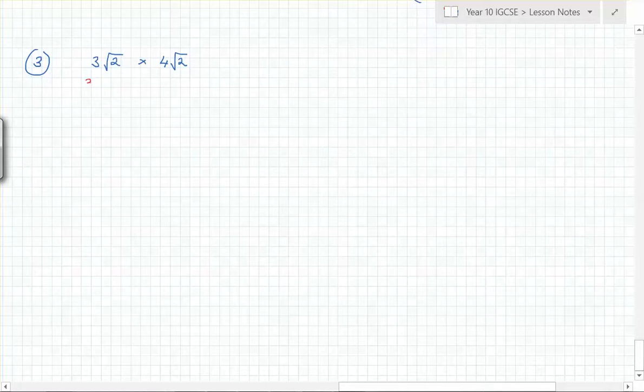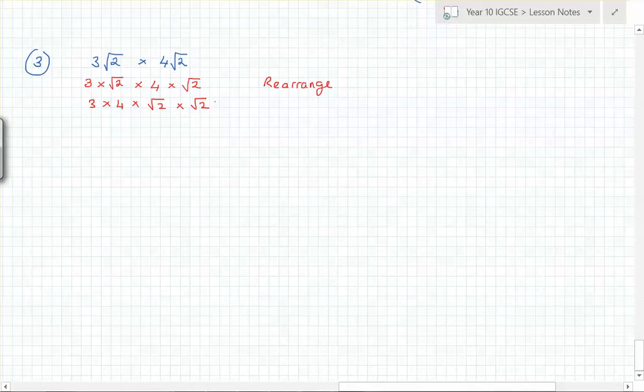This is 3 times root 2. Now you don't have to write it out like this normally, but I'm just doing it as an explanation. 3 times root 2 times 4 times root 2. Now you know with multiplication it can be written in any order, can't it? 2 times 3, 3 times 2, same answer. So I'm going to rearrange this, and it's 3 times 4 times root 2 times root 2.